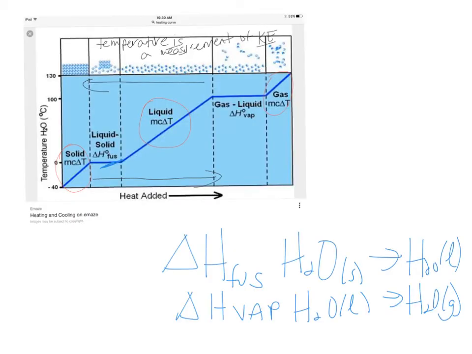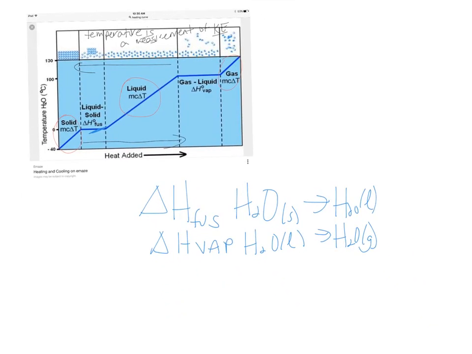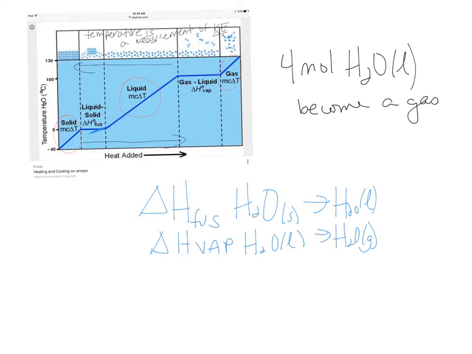I see in the notes I left a place for calculating the enthalpy of a phase change, so let's just do one problem or two for grins. Let's say we have 4 moles of water. That's a liquid, and it's going to become a gas. How much energy would we need?